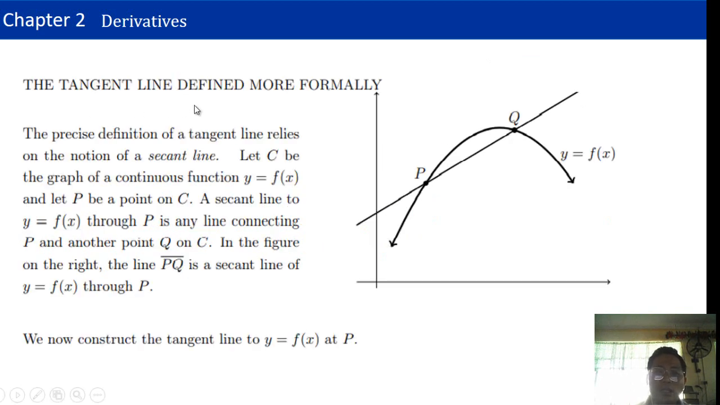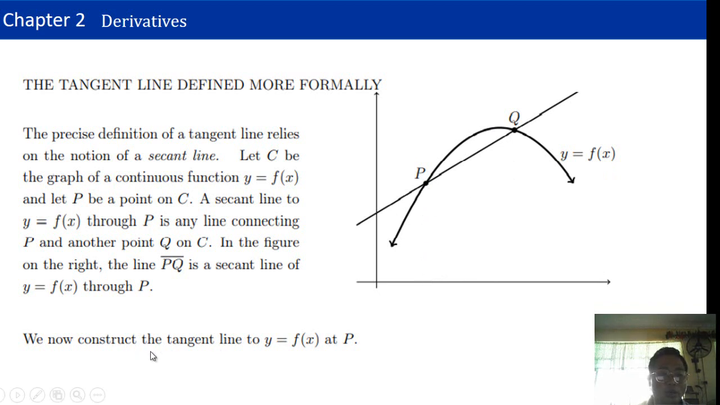So, the tangent line defined more formally. The precise definition of a tangent line relies on the notion of the secant line. So, for example, ito yung graph natin and we have y equals f of x and P is a point on the plane and Q is a point also. So, that means PQ is a secant line. So, malalaman natin kung itong Q papunta dito sa P or ang Q maging equal to P na, or the distance between P and Q, or the x sub 1 from x sub 2, where this one is the x sub 1, this one is the x sub 2. If the distance is approaching 0, then we have the tangent line.